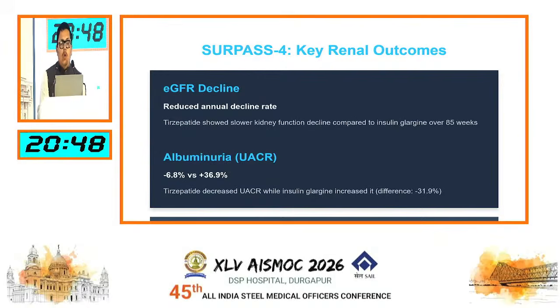We all know about the drug known as Mounjaro. Mounjaro is a combined GLP-1 and GIP receptor analog, again being widely advised to treat obesity and diabetes.